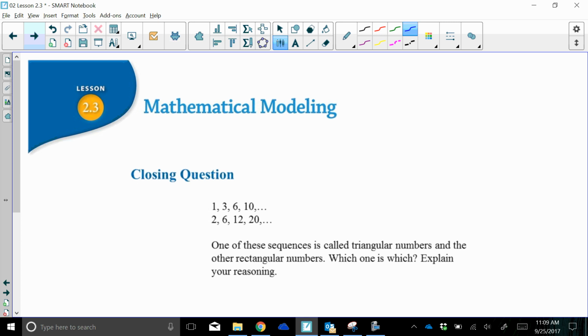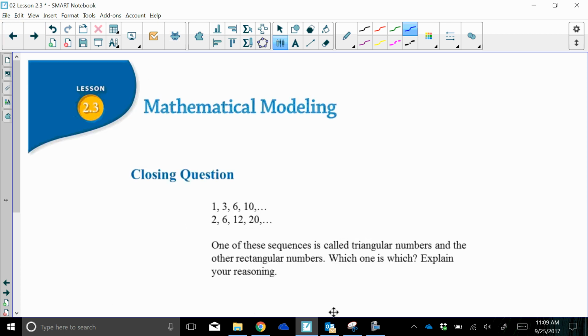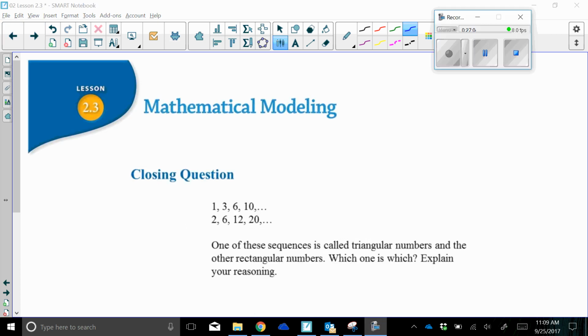And then the closing question. 1, 3, 6, 10, 2, 6, 12, 20. One of these sequences is called triangular numbers and the other rectangular numbers. Which one is which? And explain how you know that. And then if there are any other questions, please jot those notes down and we can discuss in class.